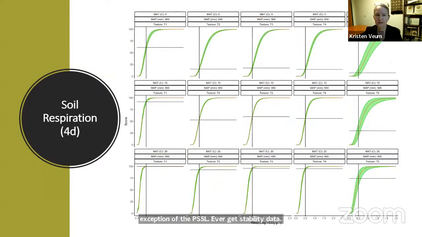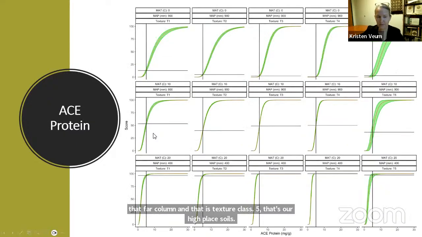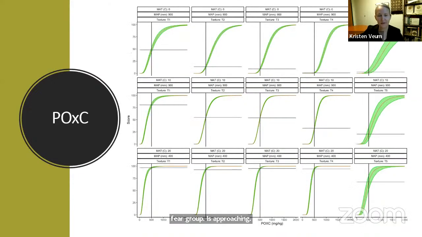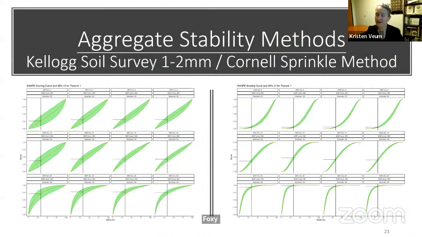So here's an example of what our current soil respiration curves look like. You'll notice right away those really wide uncertainty bands on that far column, and that is texture class 5. That's our high clay soils. And so we did not have very many observations in that peer group. ACE protein, similar curves. POC. And then here are the 2 aggregate stability methods. On the left, you'll see the KSSL curves have really wide uncertainty bands. We only had about 1,200 data points to develop those curves.